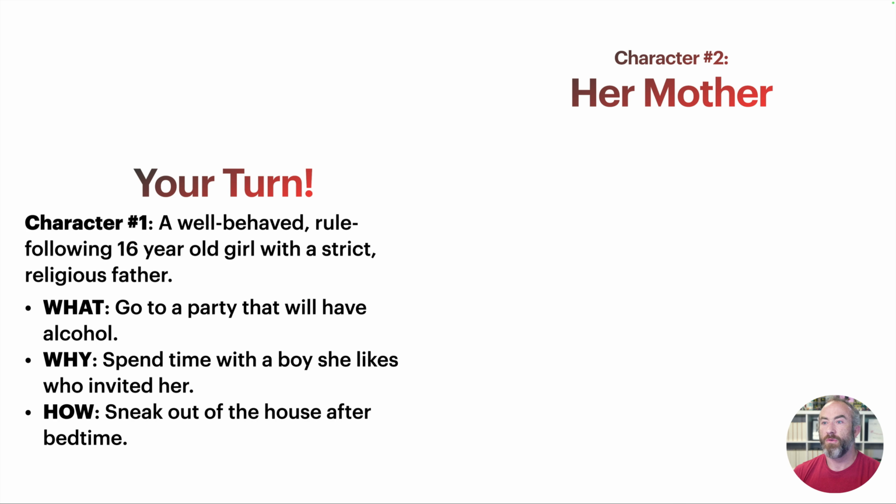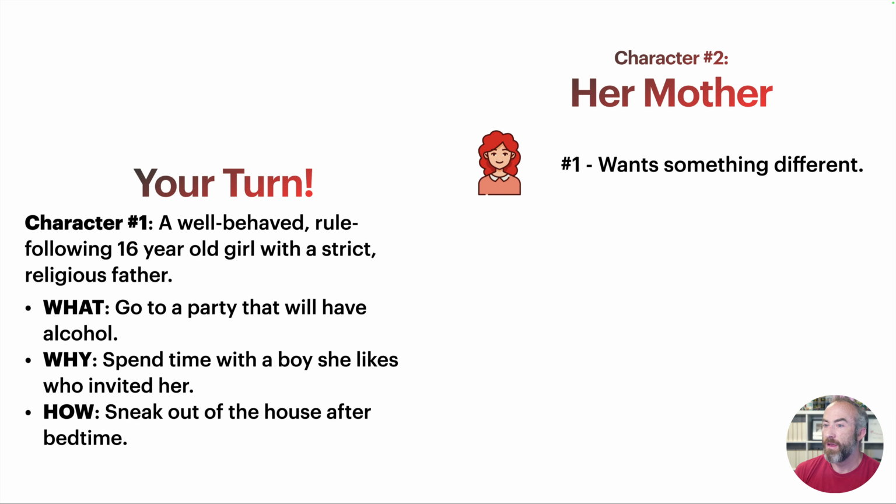Character number 2 is her mother. And her mother finds out about this plan. And now I want you to put the what, the why, and the how if they're different. So number 1, put number 1. She wants something different. So if the mother wants something different, what is her object of desire? So if it's different only on that first scale, the what scale.